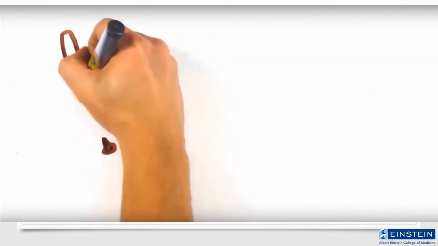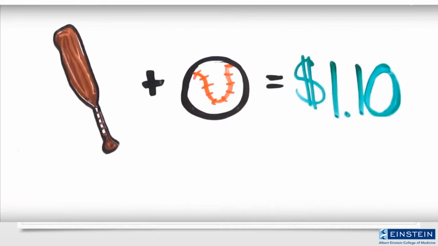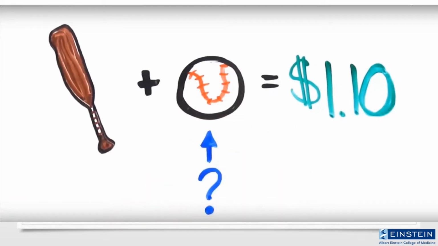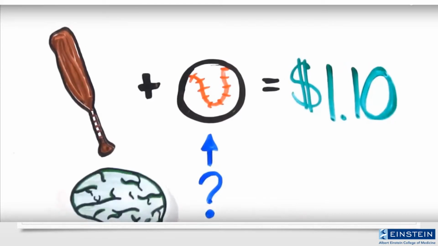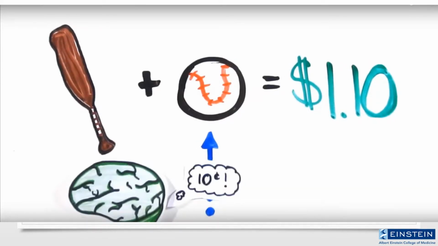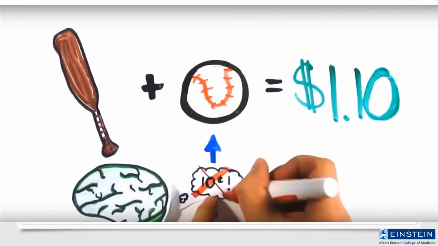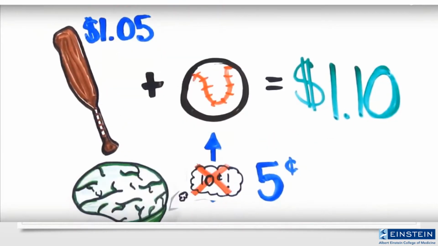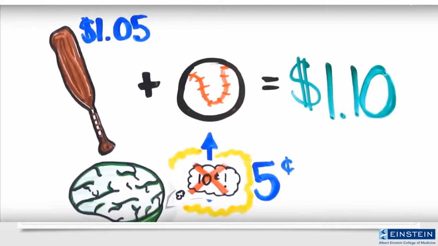Listen to the following puzzle. A bat and a ball cost $1.10. The bat costs $1 more than the ball. How much does the ball cost? Chances are your System 1 intuition was yelling 10 cents, but this appealing System 1 answer we know is wrong. In fact, the correct answer is 5 cents. Even if you worked out the correct answer, you likely thought of 10 cents along the way.